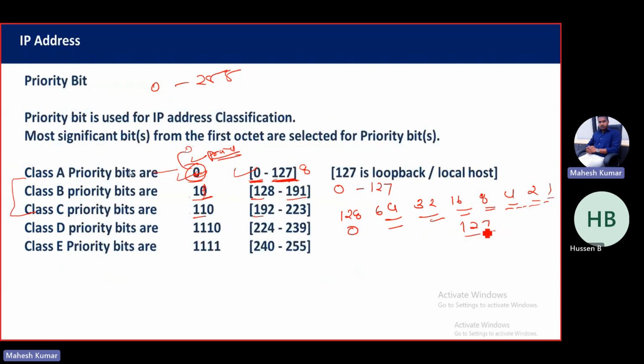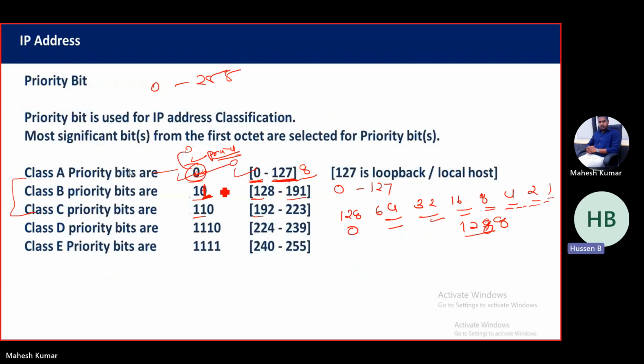If I go to 128 instead of 127, then I need to bring some bit into this. If I wanted to keep 128 in class A, I would need to turn on this bit, but zero is there. That's the reason we are using 0 as the priority.